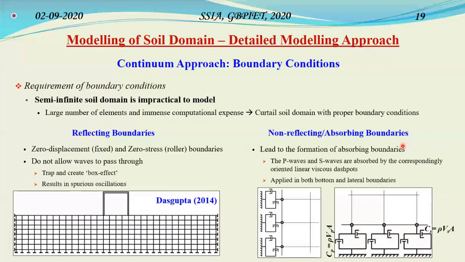The target of these absorbing boundaries is that whatever P waves or S waves reach the boundary should not get reflected back and should be completely absorbed. As was already told in one of the previous slides, we use viscous dashpots in these particular boundaries to absorb the incoming waves. Again, depending upon the orientation of the dashpot, we check whether it looks into the S wave characteristic or the P wave characteristic.